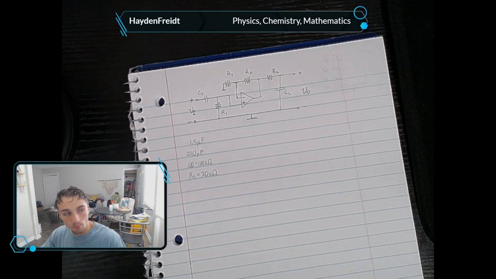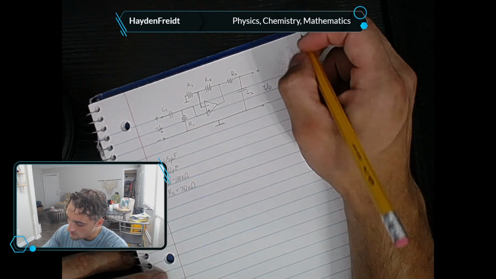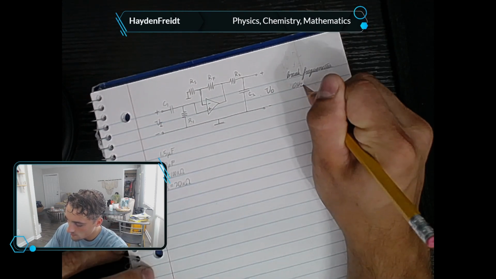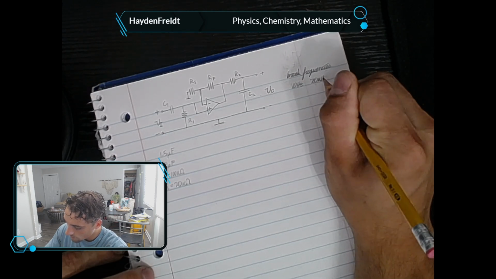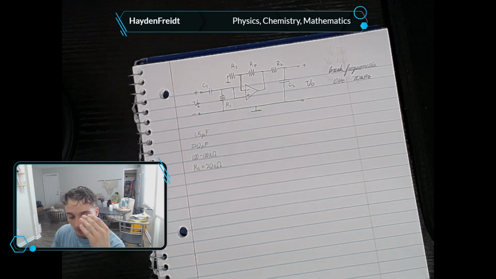Okay, I want there to be two break frequencies for this filter: 10 hertz and 20 kilohertz. I want mid-band frequencies, such as signals around 1 kilohertz, to be amplified by about a factor of 2. Break frequencies: 10 hertz, and then 20 kilohertz. We want attenuation for any frequencies below 10 hertz, and attenuation for any frequencies above 20 kilohertz.